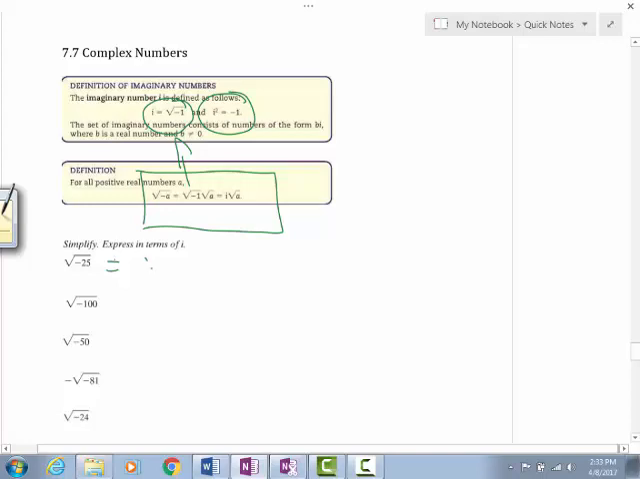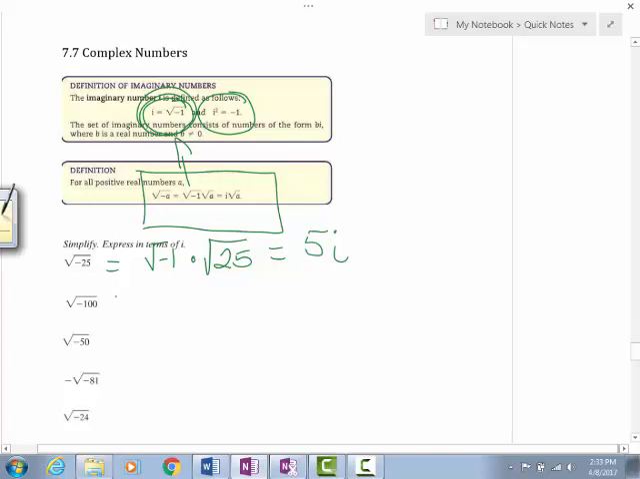I'm going to rewrite that as the square root of negative 1 times the square root of 25. By definition, the square root of negative 1 is what we call i, so I'm going to put a little i right there. And I already know the square root of 25 is 5. So my answer is just going to be 5i.